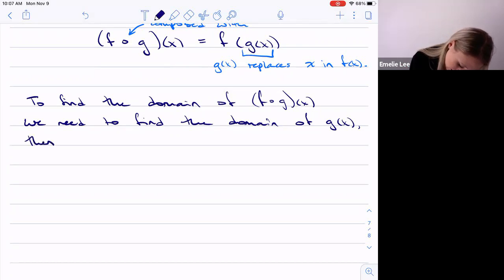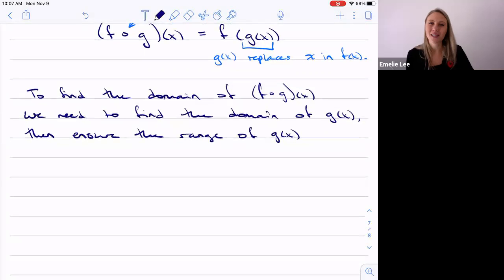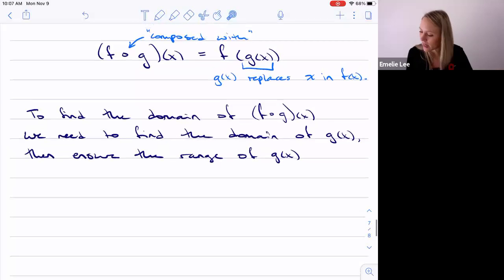Then ensure the range of g of x is defined in the domain of f of x, right? Because now my outputs of g of x have to be the inputs. If we're looking here, my outputs of g of x have to be the inputs of f of x. So the range of g of x has to go into f of x, and that's the hard part, right?